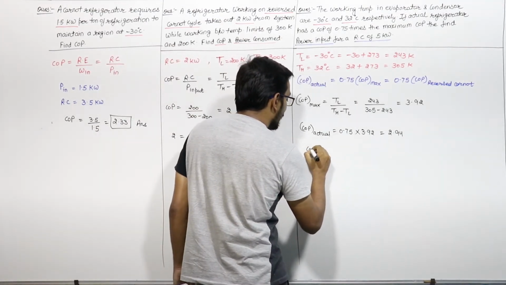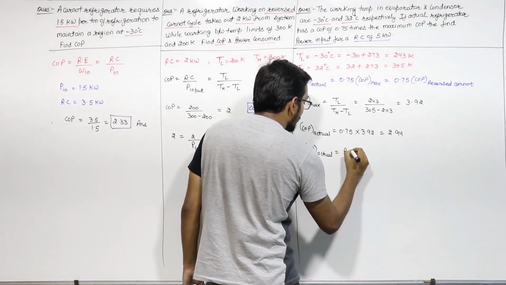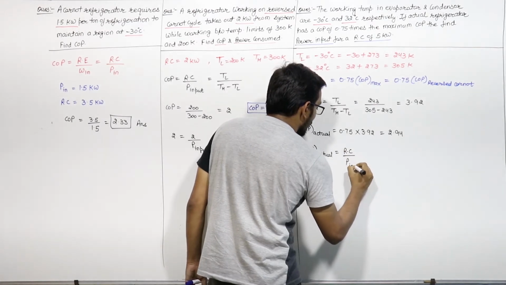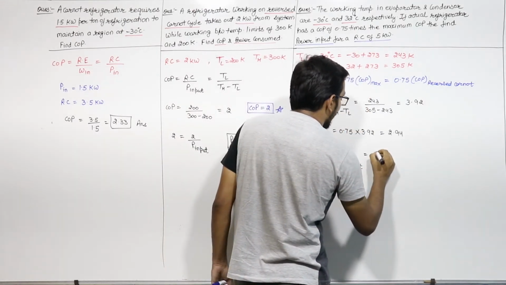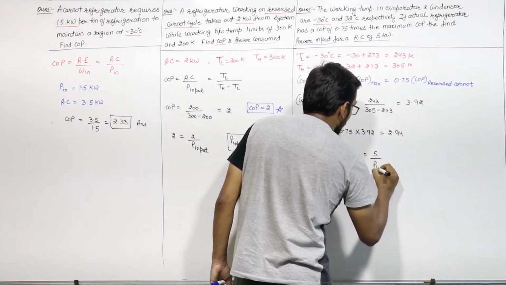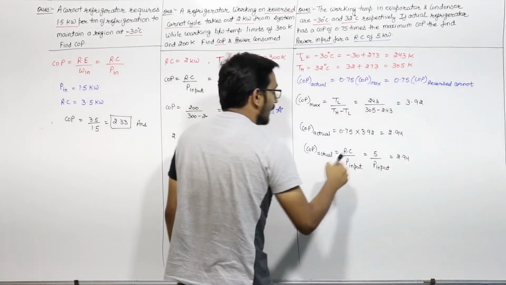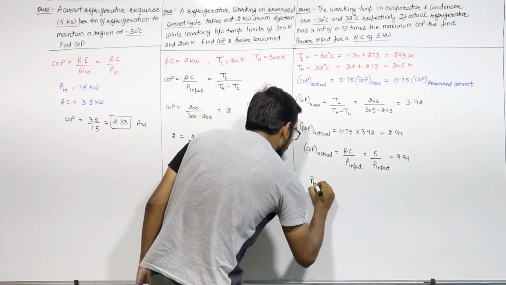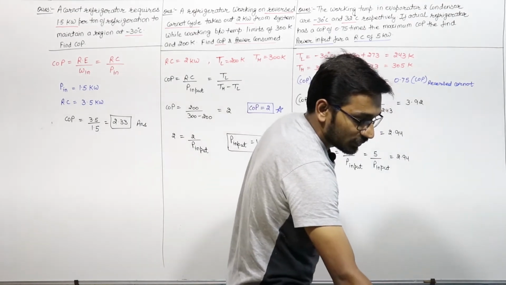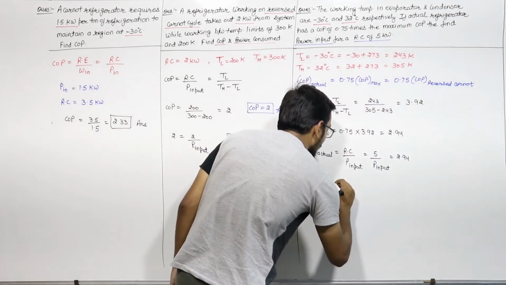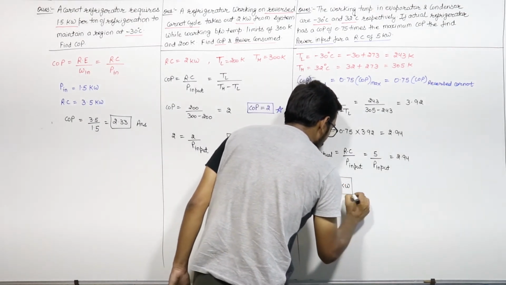And the COP formula is refrigeration capacity upon power input. So what is the refrigeration capacity given? 5 kilowatt upon power input will be equal to 2.94, and if you solve this, then the power required to run this refrigeration cycle will come out to be 1.7 kilowatt. This will be 1.7 kilowatt.